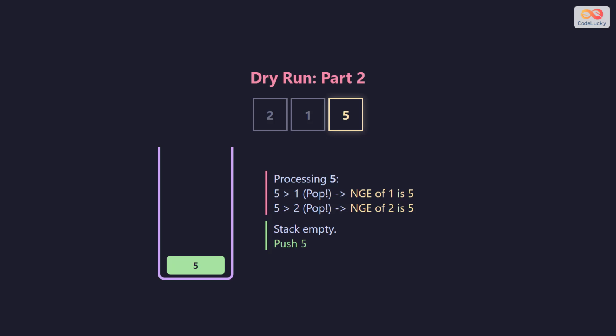Now comes the magic. We see the number 5. 5 is greater than 1, which is at the top of the stack. So we pop 1. The next greater element for 1 is 5. We check again. 5 is also greater than 2. So we pop 2. The next greater element for 2 is also 5. The stack is now empty, so we push 5. We have efficiently found the answers for the previous numbers just by processing 5 once.